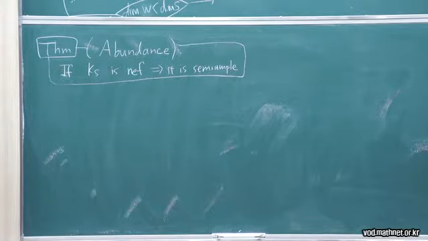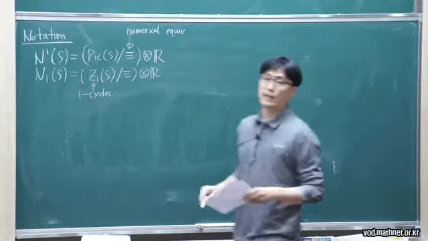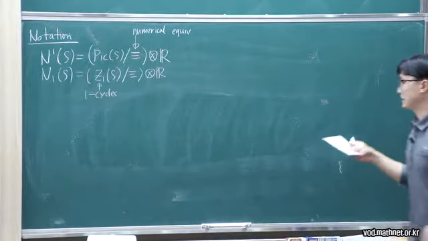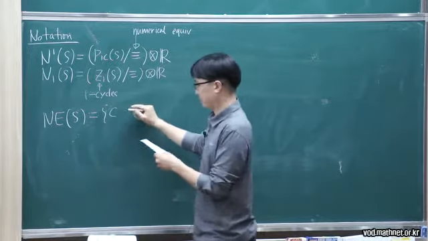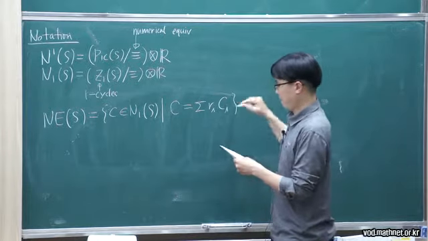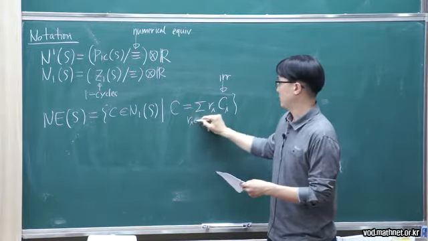This is numerical equivalence, which is the same as homological equivalence. And N_1(S) is Z_1, the group of 1-cycles, again modulo numerical equivalence. So we have these real vector spaces of dimension equal to the Picard number of S. Then we define the cone of effective 1-cycles: sums of R_i C_i, where C_i is an irreducible component of C, and the R_i are non-negative real numbers.